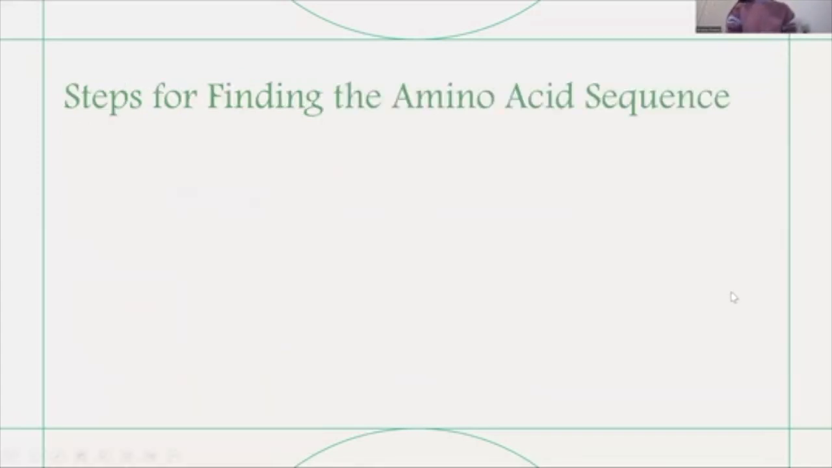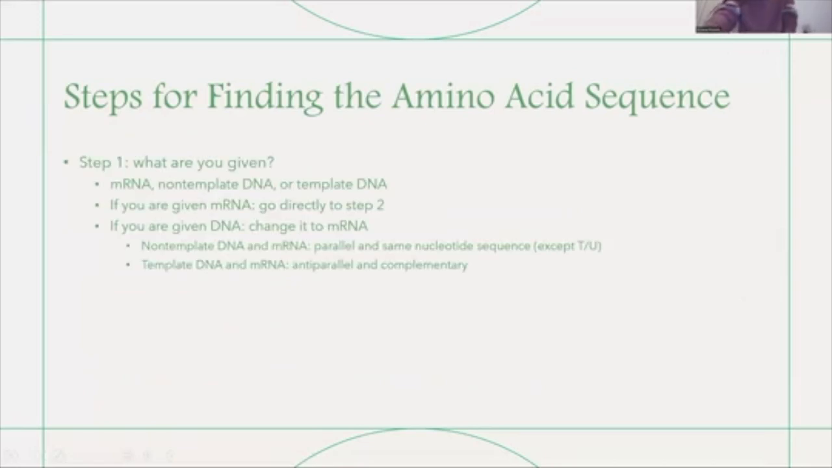All right, so let's do some steps for finding an amino acid sequence, and then we'll do some practice with this. So step 1, just look at what you're given. Are you given mRNA? Are you given non-template DNA? Are you given template DNA? If you're given mRNA, you're good, you'll go on to the next step. If you're not, and you're given something different, you need to change it to mRNA. So remember the relationship between non-template DNA and mRNA, they're parallel, they have the same nucleotide sequence except T and U. Template DNA and mRNA are anti-parallel and complementary. So based on what properties you need to use, you're going to change it to mRNA.